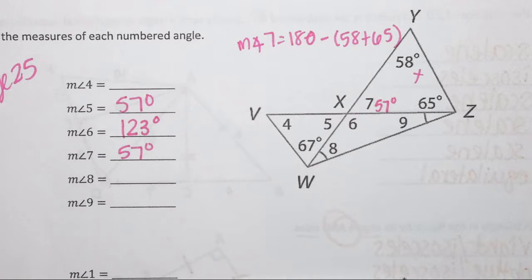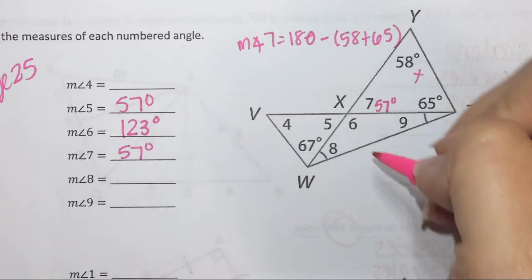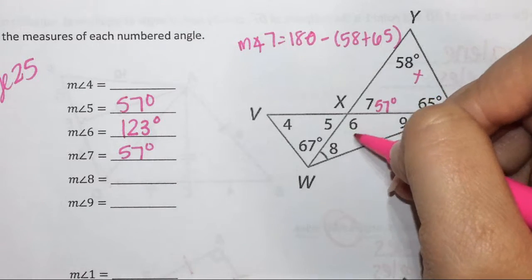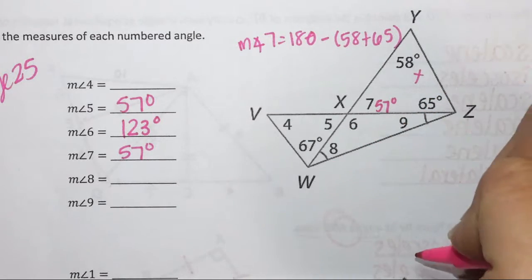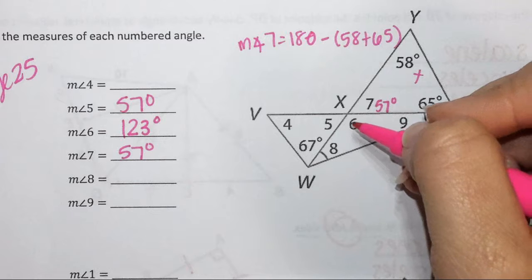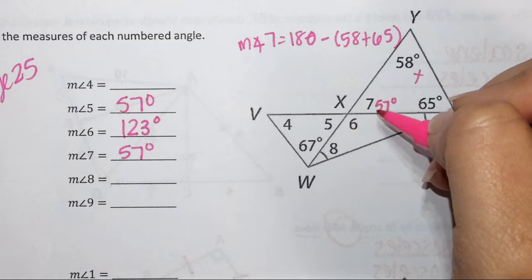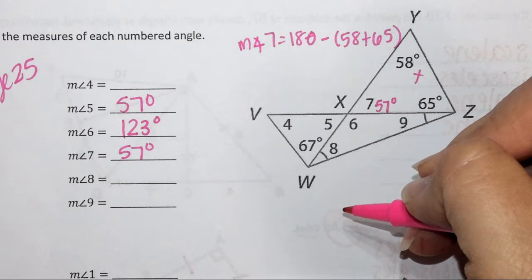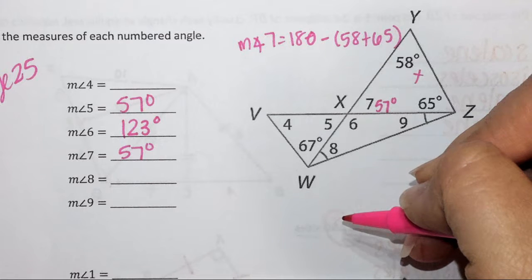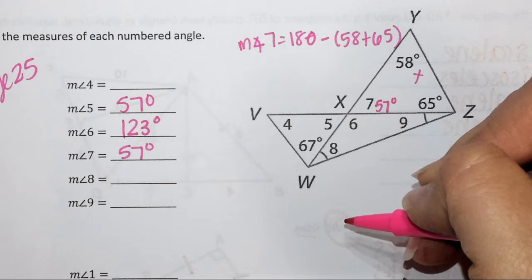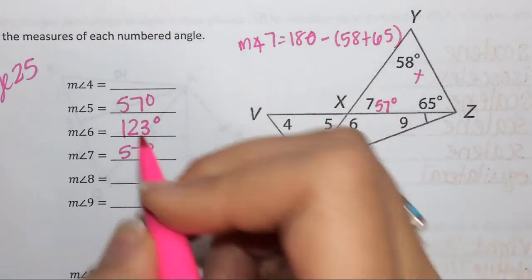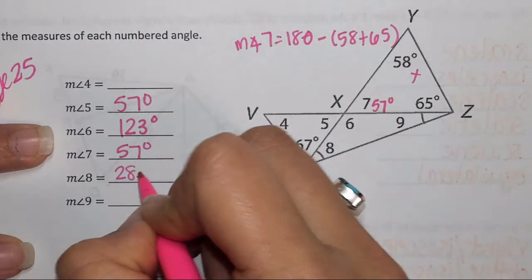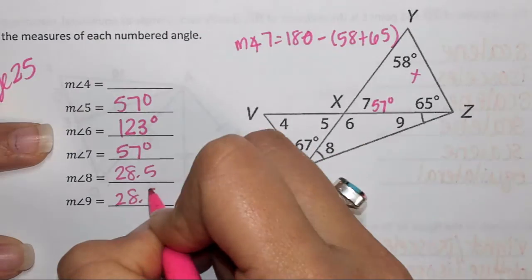Okay, now, what do the rainbows mean about 8 and 9? They're congruent. They're the same. Good. So that means that whatever is left after 123, you would have to cut it in half. So 180 minus 123 is 57. We know that. So to get 8 and 9, you would divide it by 2. So 28.5. So 8 is 28.5 and 9 is 28.5.